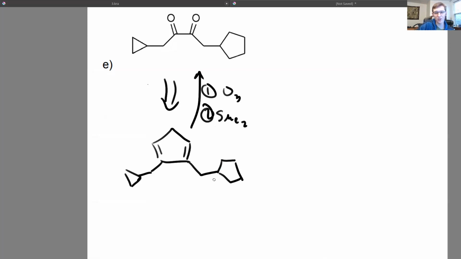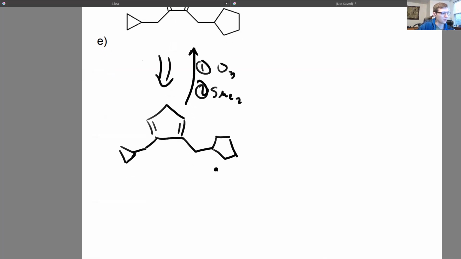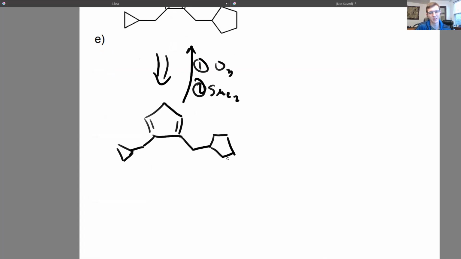Okay, let's say we're working with this structure here. And, well, we might get stuck. At least I'm a little stuck. How might we want to go about that?